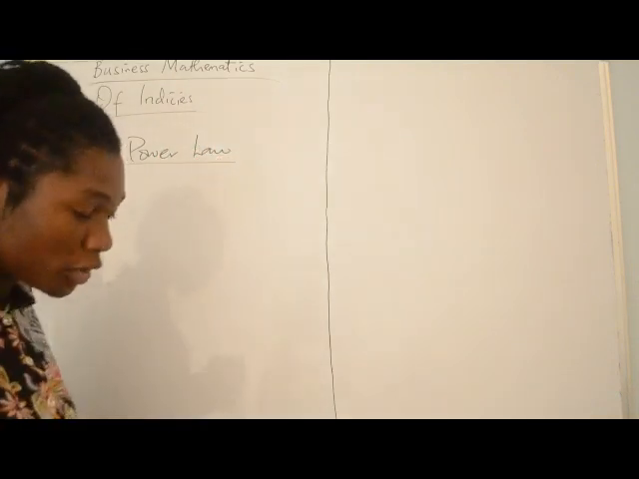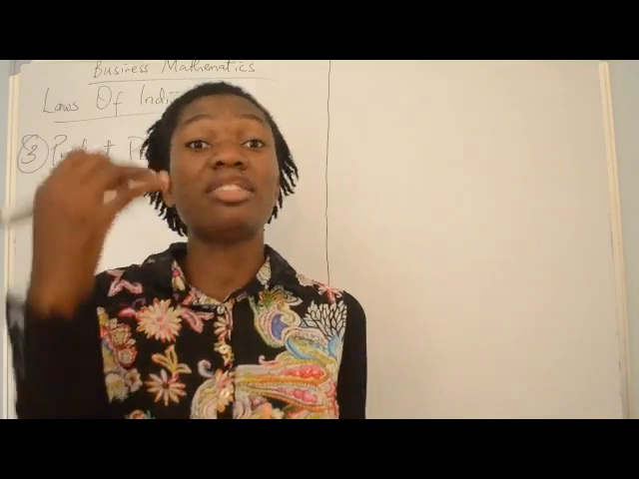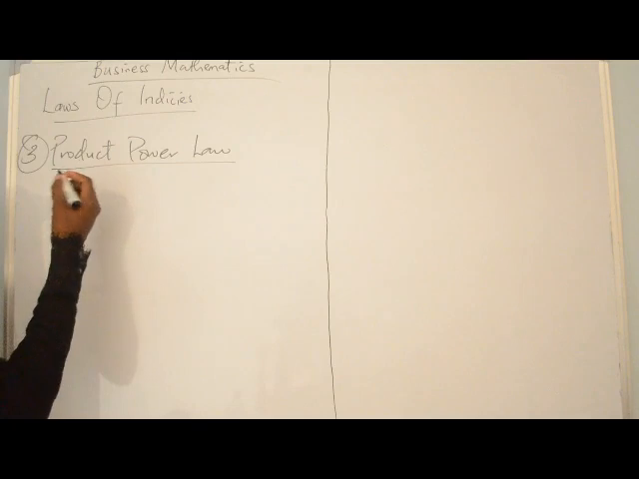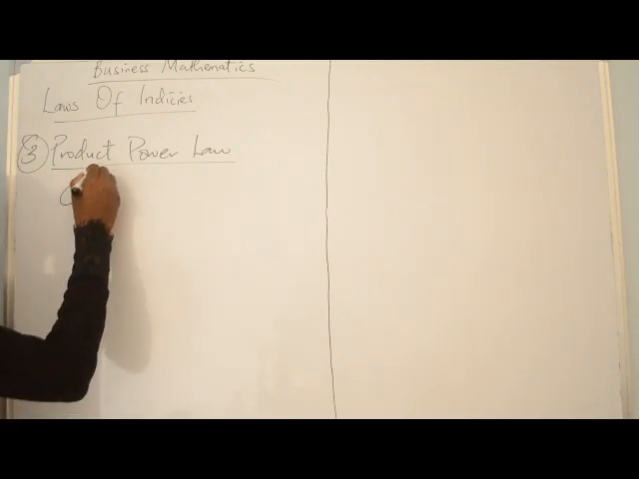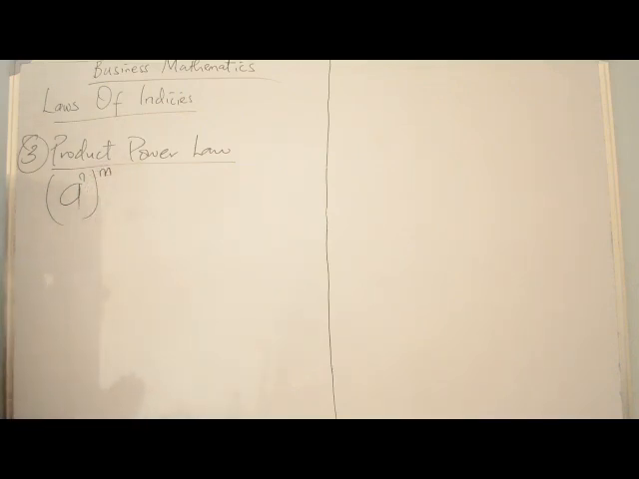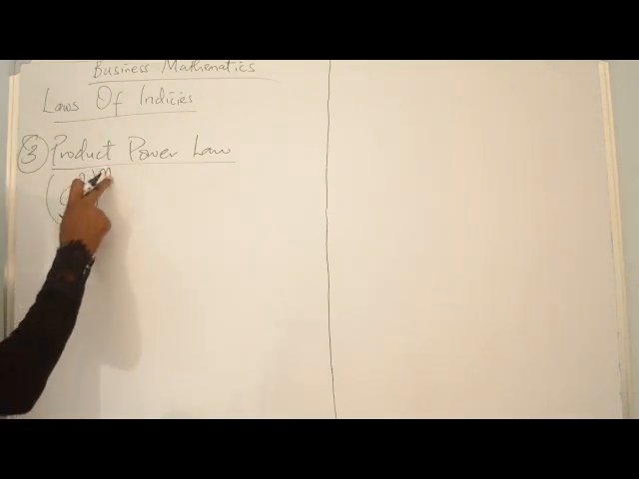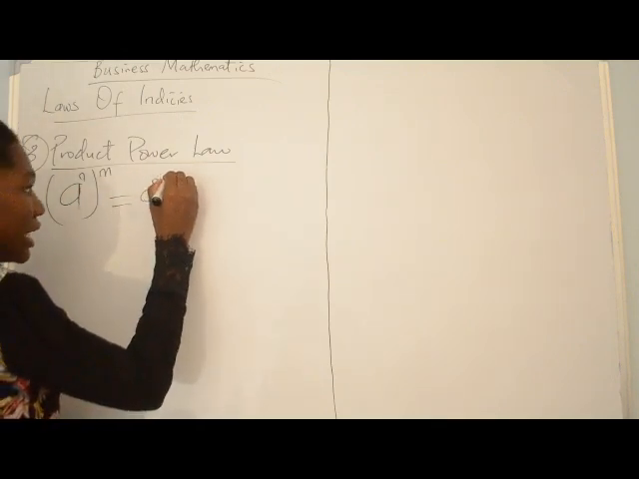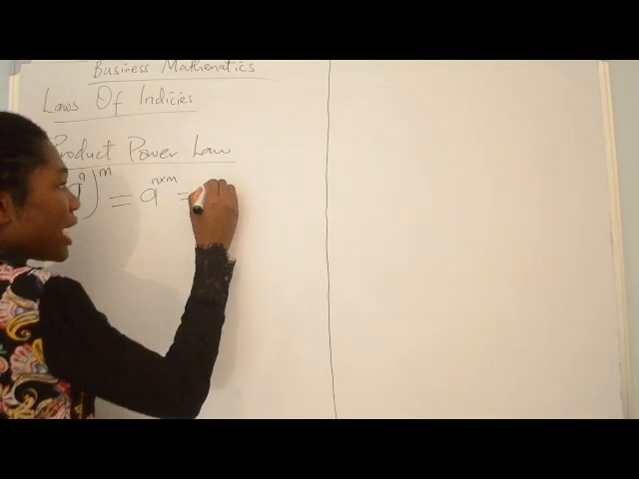Our product power law holds that when a whole number is raised to a given index or power, and that whole expression is still raised to another power, we simply multiply the powers. That's why it is called product power. Let me give an assumption. We have a raised to power n, and this entire expression is still raised to another power, let's say m. What we simply do is multiply the powers together, so you have a raised to power n times m, which gives us a raised to power mn.